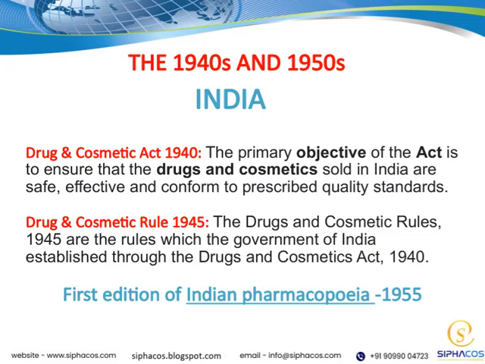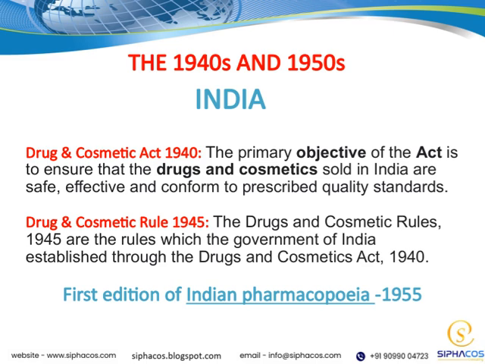Let's start with the Drug and Cosmetic Act of 1940. Its main goal was to ensure that the drugs and cosmetics sold in India are safe, effective, and meet the prescribed quality standards. This was a significant step towards protecting public health and ensuring product reliability. Moving on to the Drug and Cosmetic Rules of 1945, these are the detailed regulations established by the Indian government under the framework of the 1940 Act. Essentially, they provide the specific guidelines and procedures to implement the Act's objectives effectively.